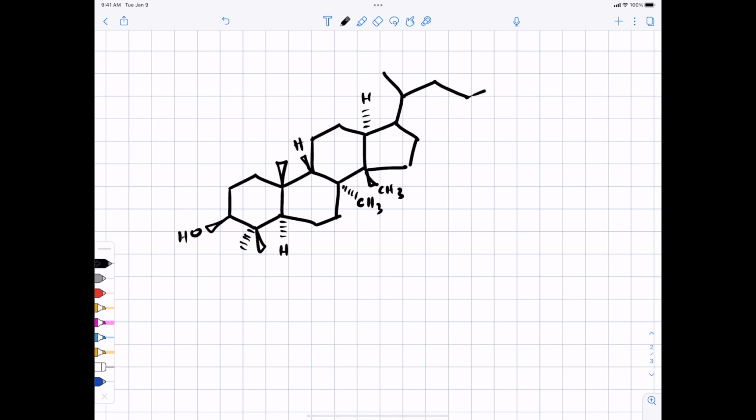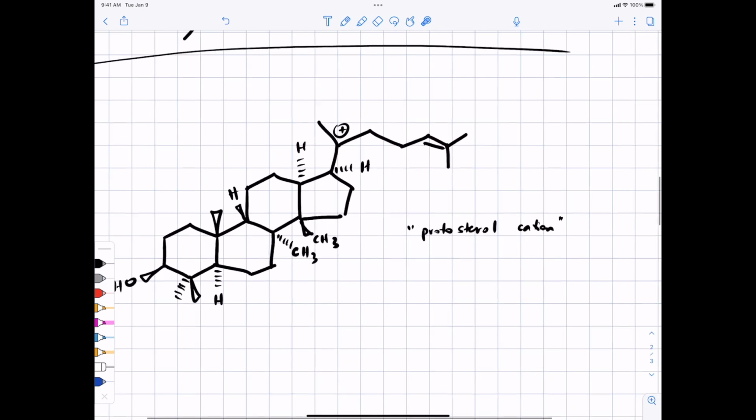All right, so what I'm going to draw is an intermediate in cholesterol biosynthesis. It's got a tertiary carbocation, and this is called the protosterol cation. Before we're done this semester, you're going to be able to push arrows that take a linear precursor and get you to that. Wow, it's actually easier than you think.